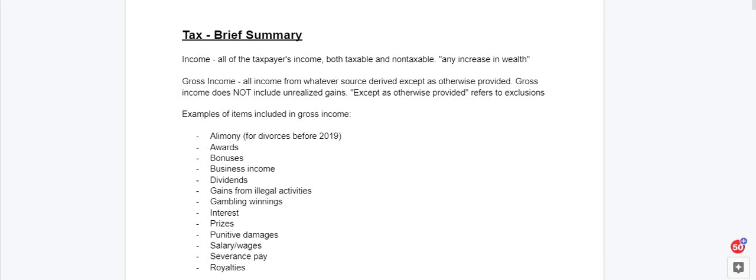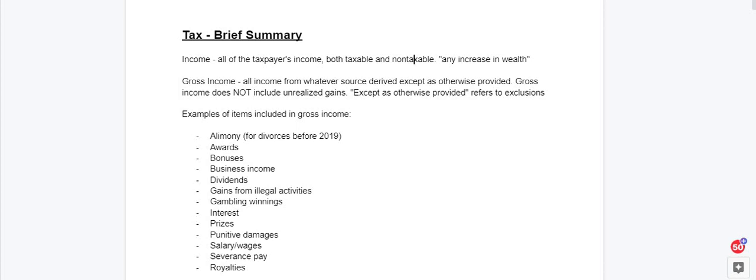Now, in part 1 of the series, I defined gross income. And gross income is all income from whatever source derived except as otherwise provided. Now, taxable income refers to the amount of income that you made in a given year that the IRS deems that it can tax. Even though the phrase taxable income has the word income in it, there is a difference between taxable income and just income. Income is just any increase in wealth, but income can include non-taxable income. Non-taxable income is the portion of income you make that the IRS says is not taxable.